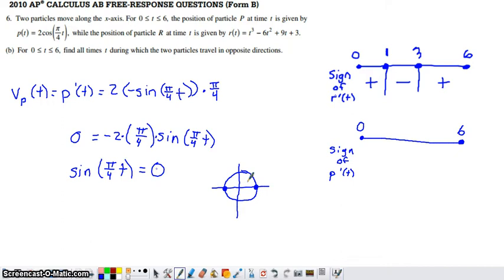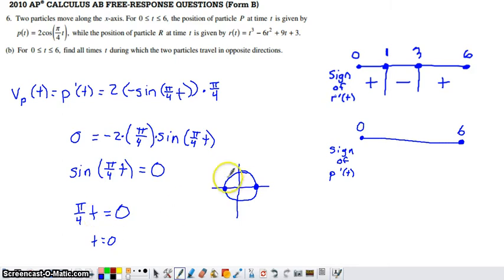If we think about when pi by 4 times t equals 0, I'm basically trying to determine what values of t would make this angle inside the sine function equal this angle on the unit circle. I would get t equals 0. Well, that's already represented on our sign chart. That's kind of the left end point.